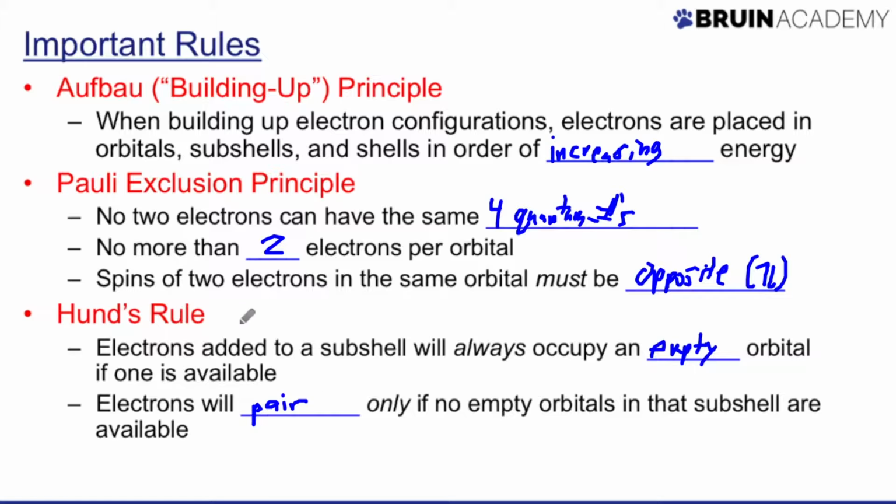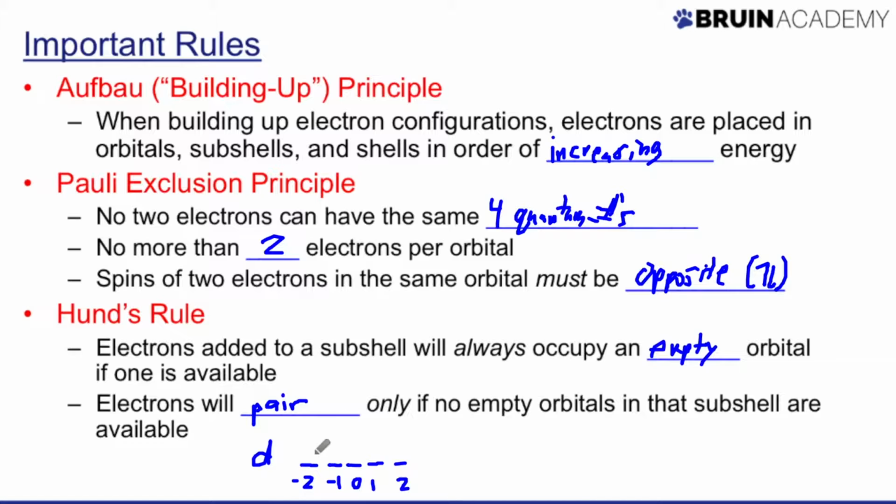So let's look at a quick example. So let's say you have a D subshell. At this point, you should know how many orbitals there are in a D subshell. Right? D means L equals 2. So ML ranges from -2, -1, 0, 1, and 2. So there's 5 orbitals in a D subshell.